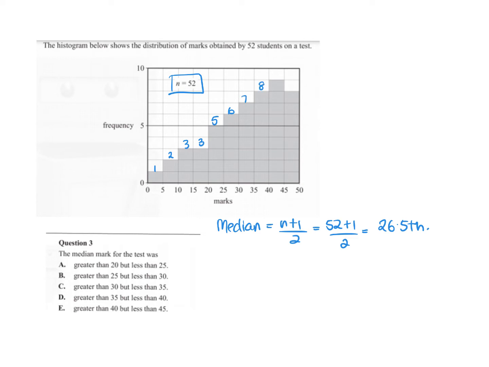So we want to get to the 26. If we go along and add them up, we've got 1 plus 2, that would be 3, plus another 3, that's 6, plus another 3, that's 9, plus another 5, that makes 14, plus another 6, that makes 20. And we want to get to the 26.5, so we get to here and there's 27. So it's going to occur somewhere in this column, somewhere between 30 and 35, which is C.